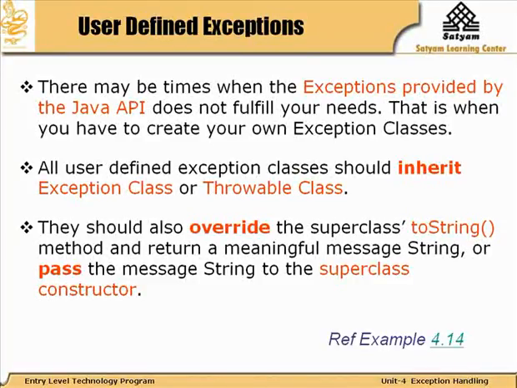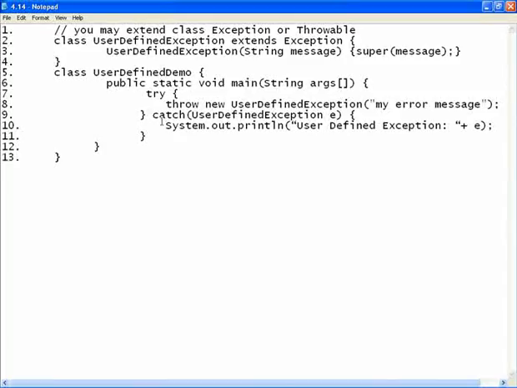Now let's see an example. Here is an example on user-defined exceptions. Here I have a class UserDefinedException which extends the Exception class. However, you may also extend it from the Throwable class. Further, the UserDefinedException class has a constructor which takes a string message. The constructor further passes the message to the superclass, as you see here.